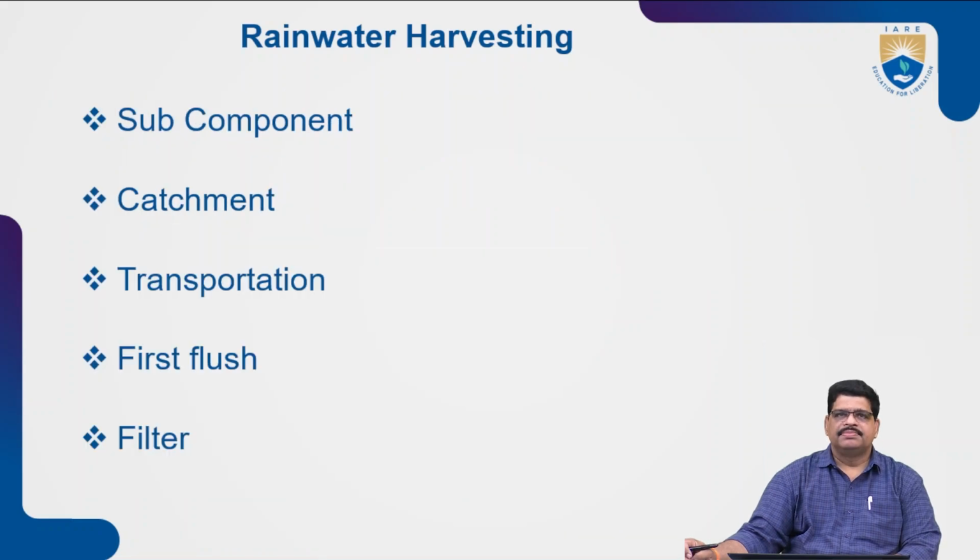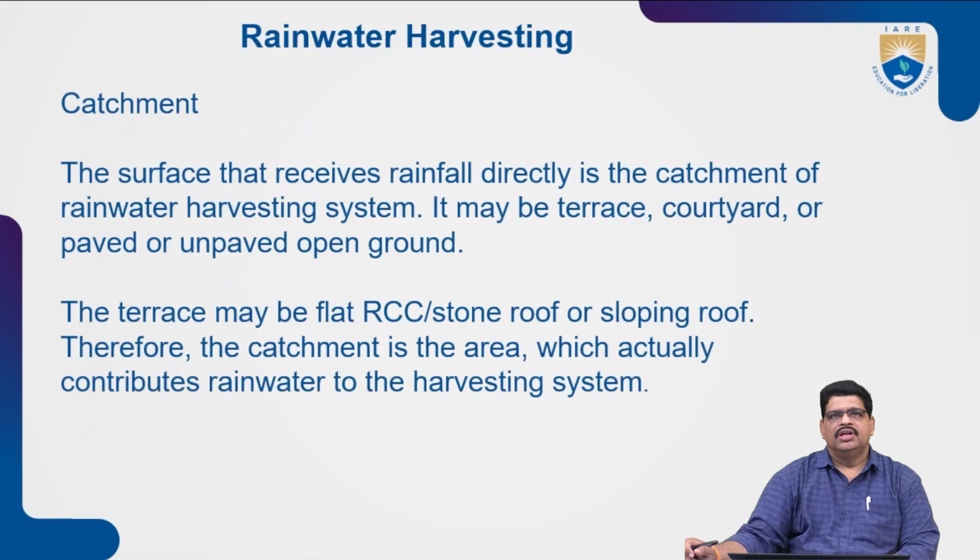Next, the subcomponents: catchment, transportation, first flush and filter. That is the rainwater harvesting components. What is meant by catchment? Catchment is nothing but the collecting of water on a particular area in a rainwater harvesting system. It may be a terrace, a courtyard, a playground, or even open ground. It may be a flat RCC or stone roof or a sloping roof, which is the catchment area that contributes rainwater to the harvesting system.